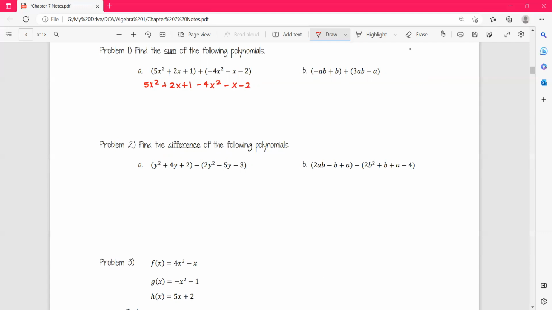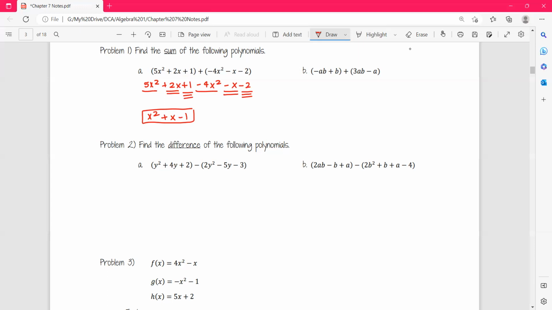Adding, we combine like terms. And now we're going to look for our like terms. So I'm going to have 5x squared minus 4x squared. That gives me x squared. I have 2x minus x. That gives me x. And then plus 1 minus 2 gives me minus 1. And there's my answer. Notice how I underline the like terms to know which ones combine. Notice which ones can combine, okay? The ones that have the same variable and the same exponent.